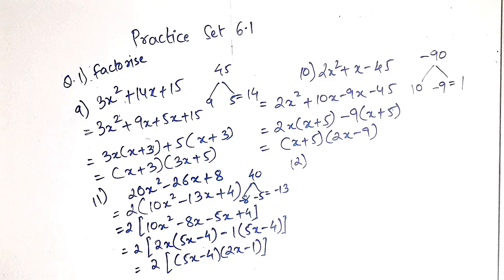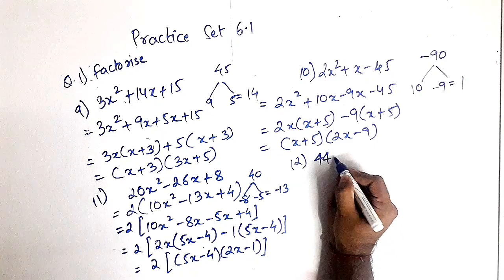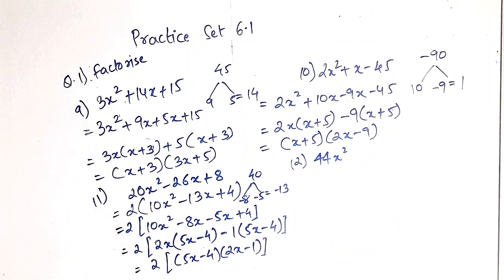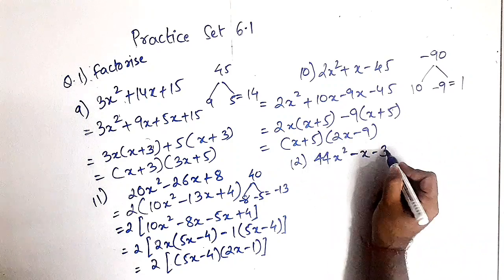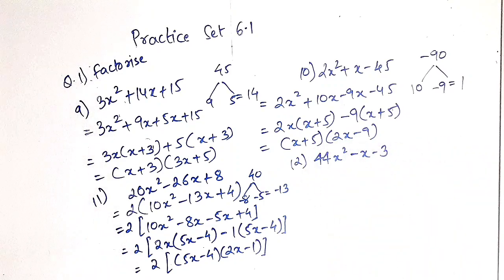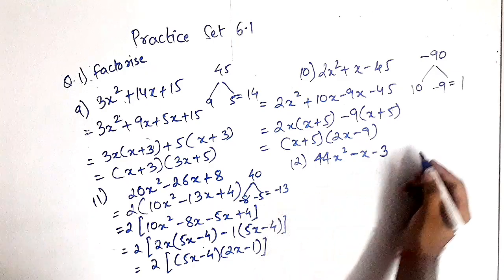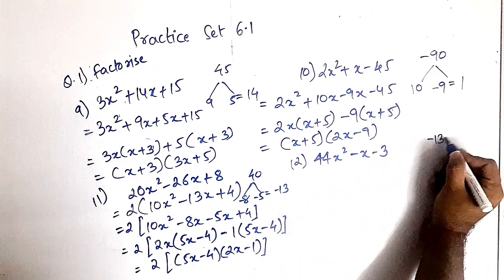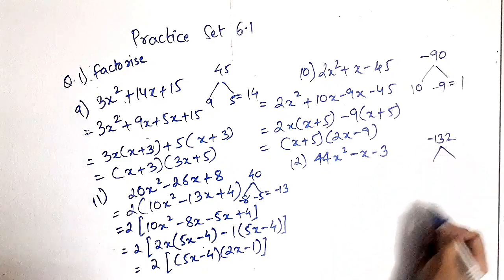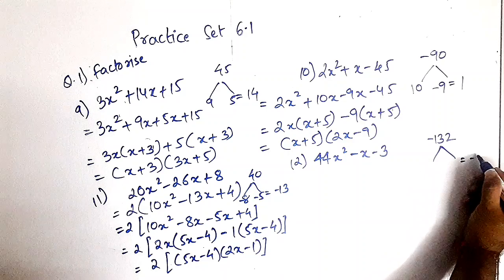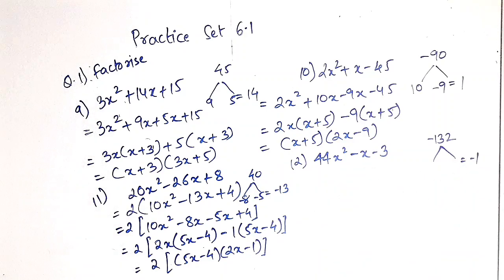The 12th one is 44x square minus x minus 3. Okay, so what is the product? 44 times 3. What is 44 times 3? 4 threes are 12, it is 132. 43 is 120, so we'll just add 12 to it. And the sum you want is minus 1. How will you get 132? The factors of 132 such that you want minus 1.